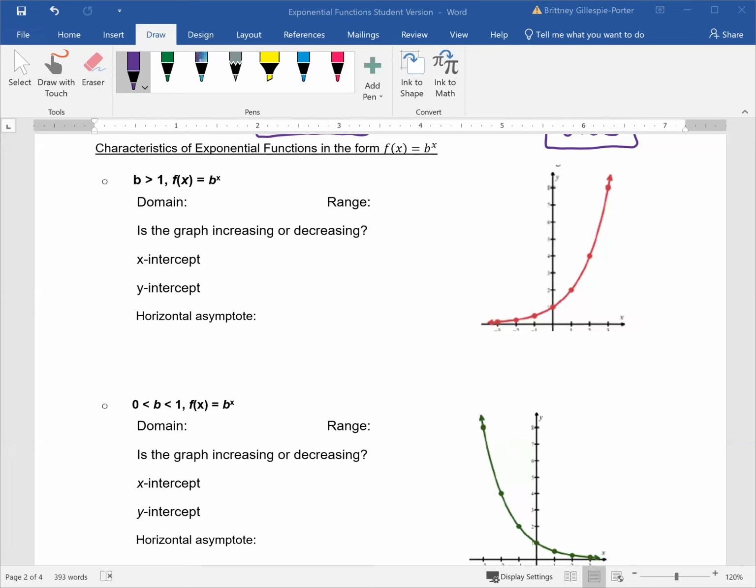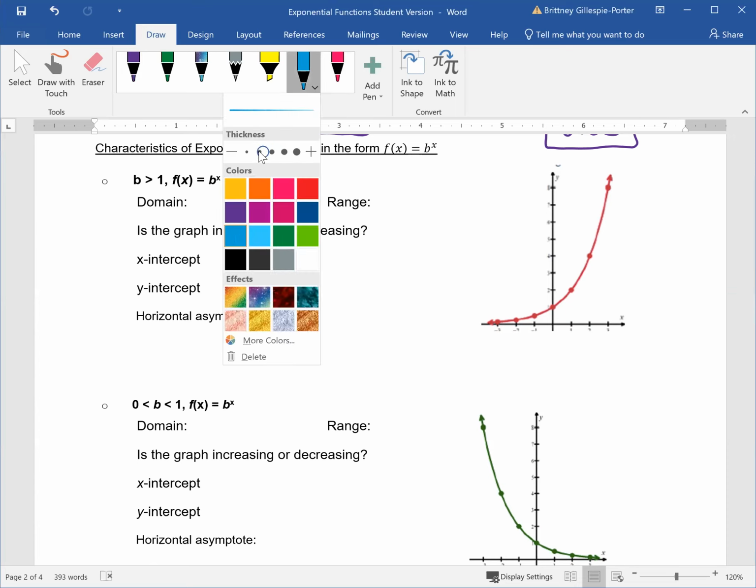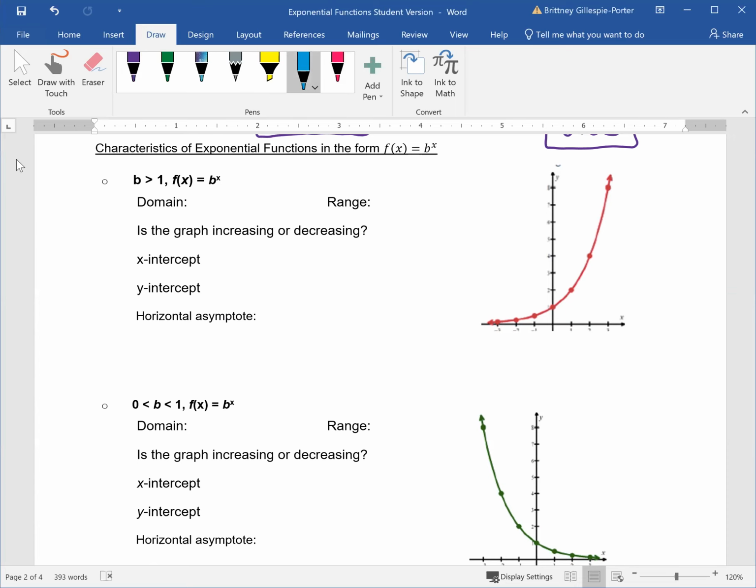Now that we have looked at how to plug these in algebraically, let's look at the graphs. All right, our exponential graphs. Remember, exponentials are in the form b to the x. The first one we're going to look at is where our base is bigger than 1.